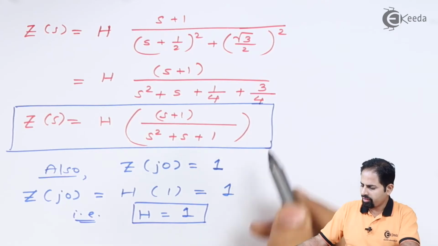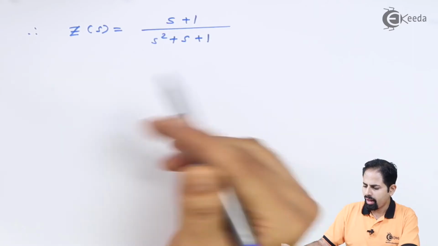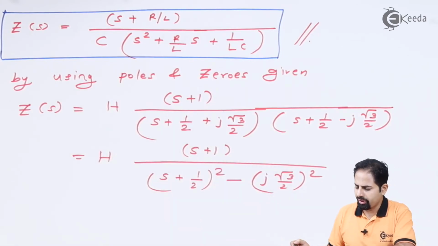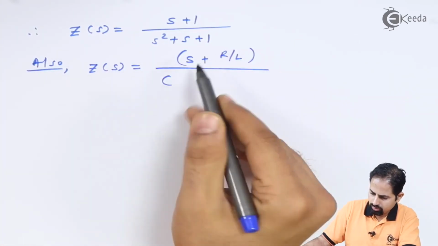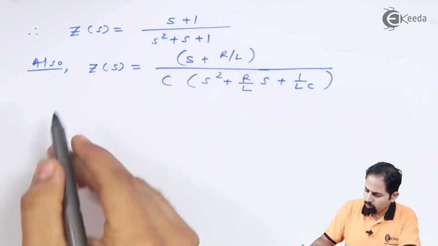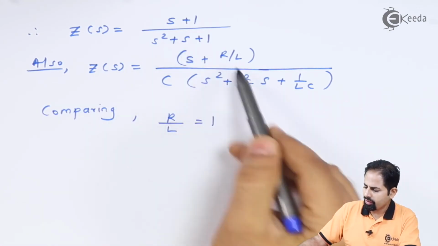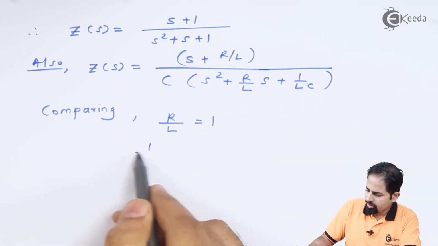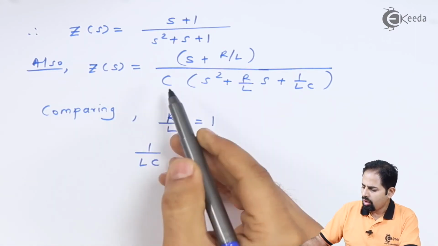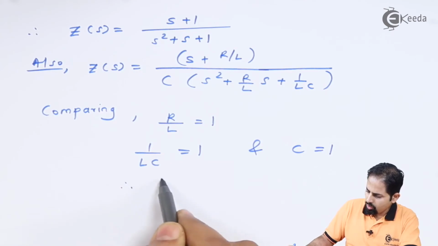So we can now rewrite it. We have obtained this Z of s as s plus 1 upon s square plus s plus 1. And now we will compare this Z of s with the earlier one, so we'll write it here. Just by comparing, you can see that this R by L is equal to 1. Also here you can see that this R by L is 1 and this 1 upon LC is equal to 1. Also this C is equal to 1. So L also is equal to 1.